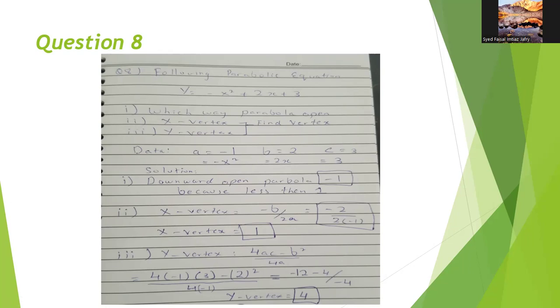Part 2, x vertex. The formula is minus b upon 2a. Put the values in, and you will get the answer 1. Now, the y vertex formula is 4ac minus b squared upon 4a. Put the values in, and we will get 4. Do it yourself.